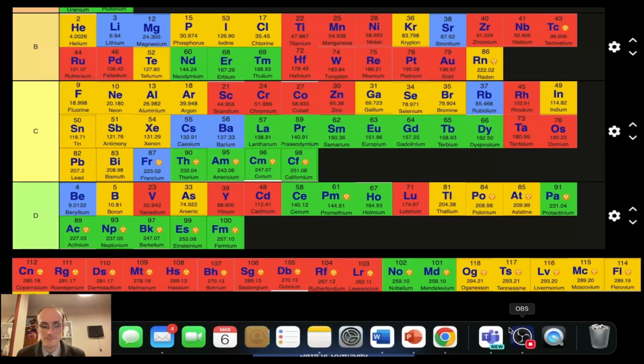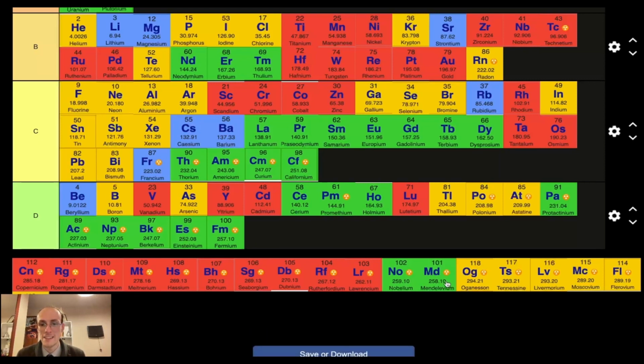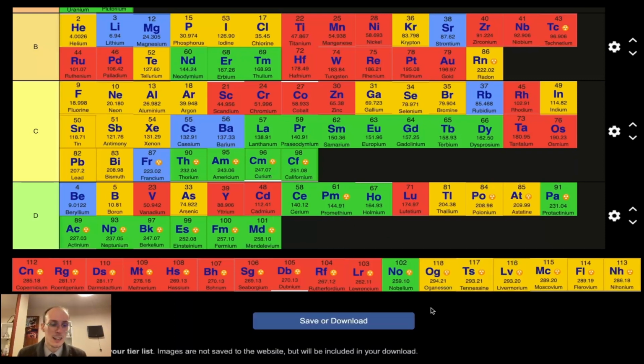Number 101 is Mendelevium. I don't know why they waited for 101 elements to name an element after the guy that came up with this whole thing, the periodic table, but here we are. If you bombarded Einsteinium with alpha particles, those helium-4 particles, you could get Mendelevium. Great, D. Nobelium, named after Alfred Nobel.